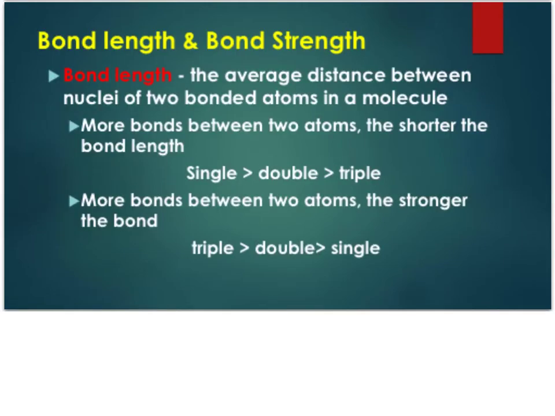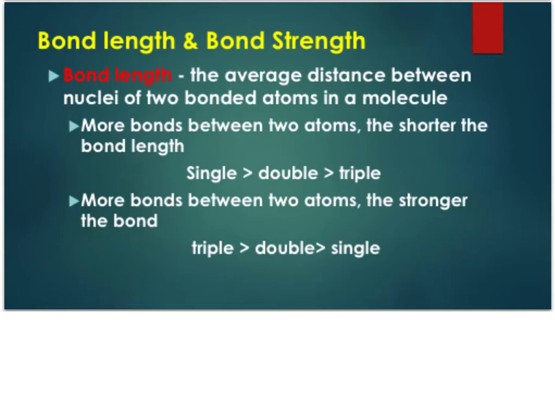Now, bond length is just the average distance between the nuclei of 2 bonded atoms. That is how far the nuclei are from each other. That's what we're looking at. Now, the more bonds we have, the shorter the bond length. Think about it. If you have more bonds, there's going to be more pulling, not so? More pulling, the closer the 2 atoms, the 2 nuclei, will be.